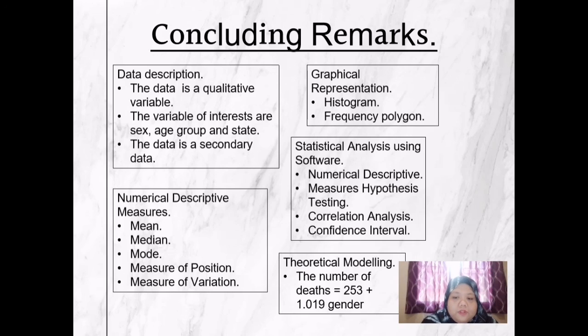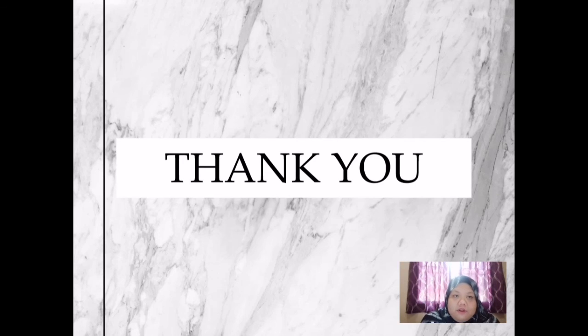Second is graphical representation. We choose first is histogram, second is frequency polygon. Third is numerical descriptive measure. We use 5 methods: mean, median, mode, measure of position, measure of variation. Fourth is statistical analysis using software. We choose four methods: numerical descriptive measure, hypothesis testing, correlation analysis, confidence interval. Lastly is theoretical modeling. The result is the number of deaths equals 253 plus 1.019 gender. So these are all the results for calculating data in the report. That's all from us. Thank you.